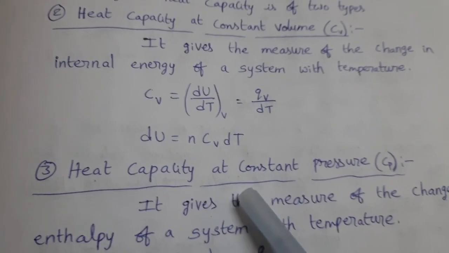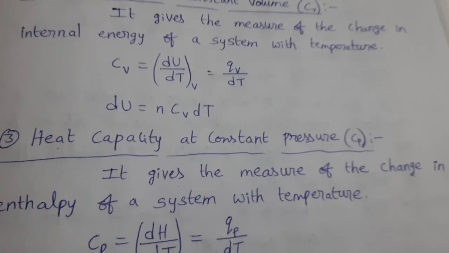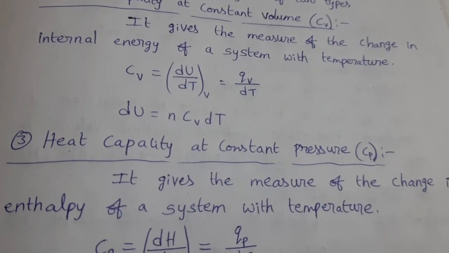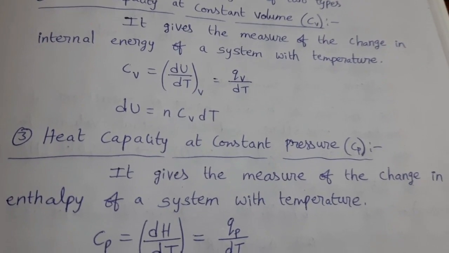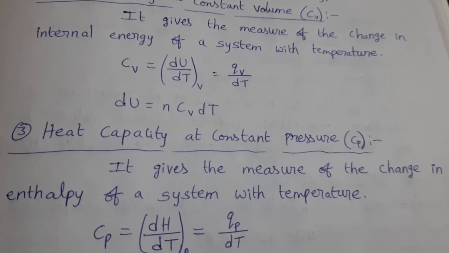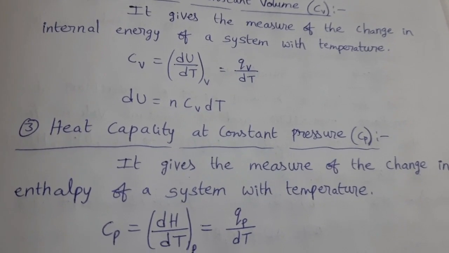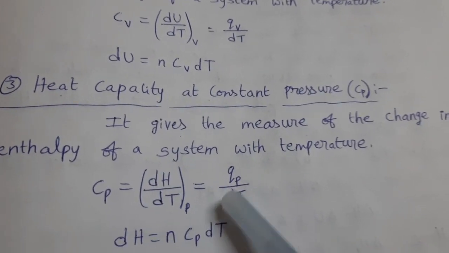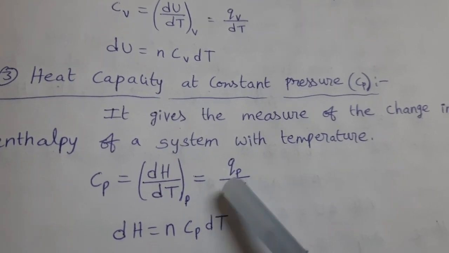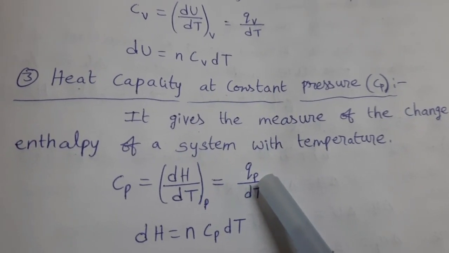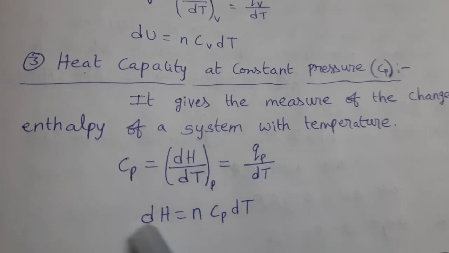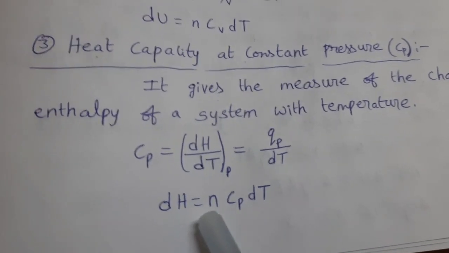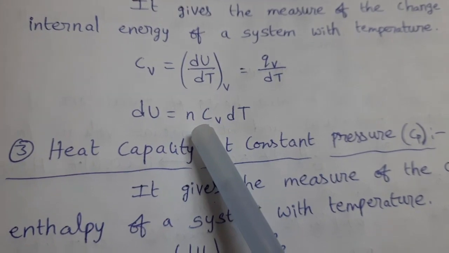Next, another one, heat capacity at constant pressure, Cp. It gives the measure of the change in enthalpy of a system with temperature. With the change of temperature, how enthalpy is changed, that is called heat capacity at constant pressure. Cp equals dH by dT at constant P, that equals Qp divided by dT. Here Qp means heat supplied to the system at constant pressure, that is dH. So from this we can write dH equals n into Cp into dT. n means number of moles, here also n means number of moles.